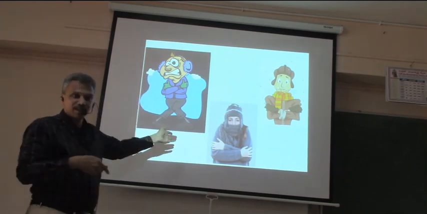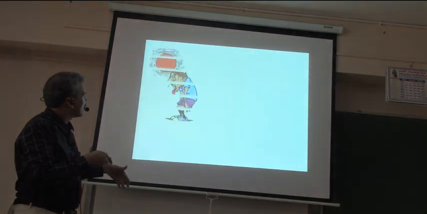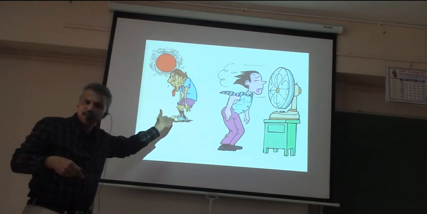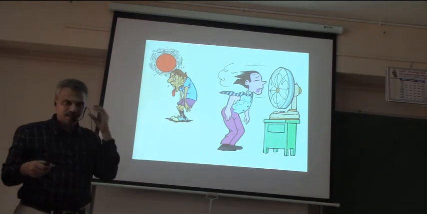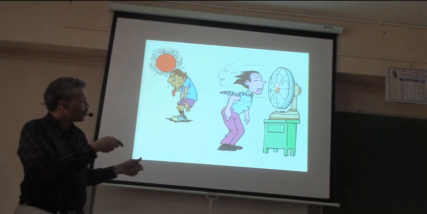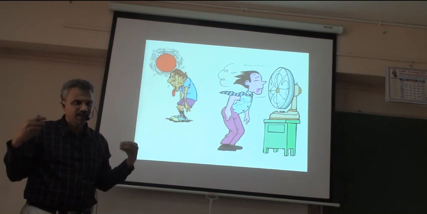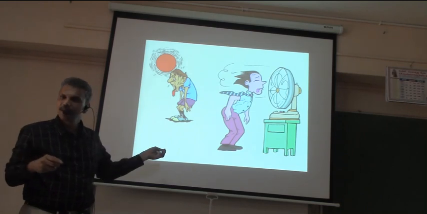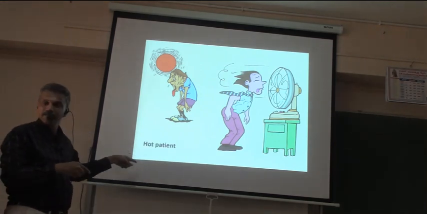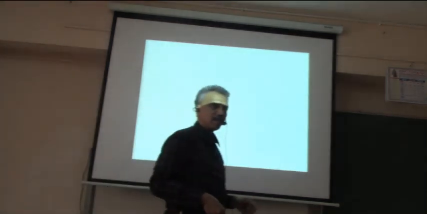You will have exactly the opposite. Who are those opposite people? Who can't go out in the sun? If they go out under the sun, they have a lot of issues. They cannot bear it. And they are the people who always want fan, AC. They are not fond of covering. So these patients are called hot patients. Aloe is a hot patient.